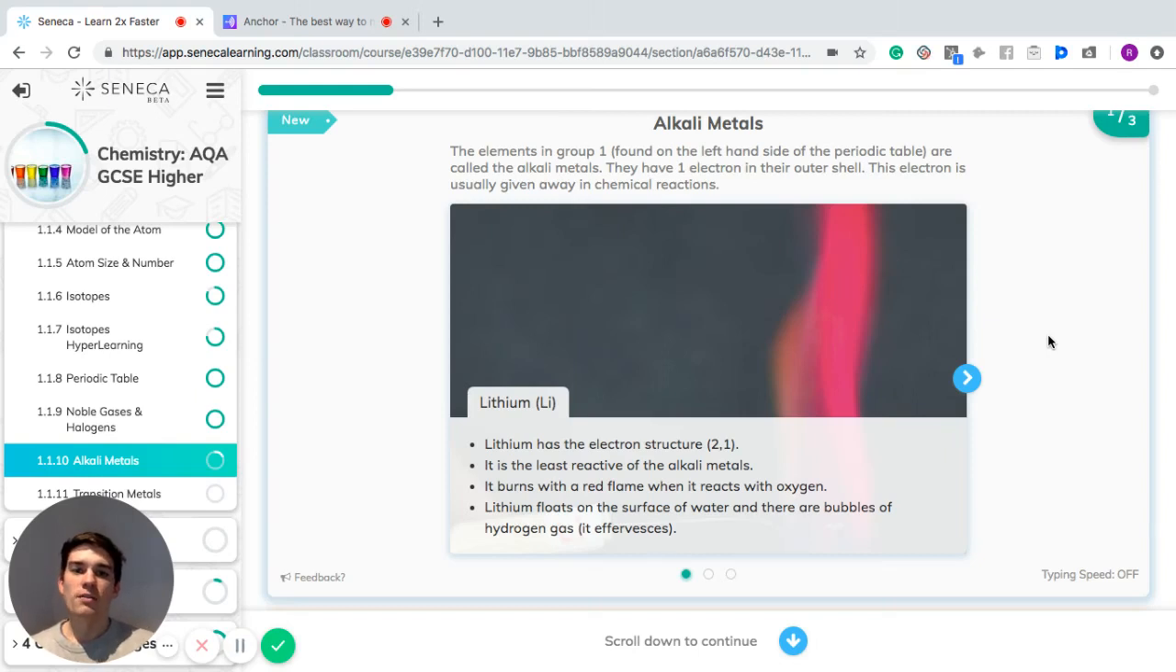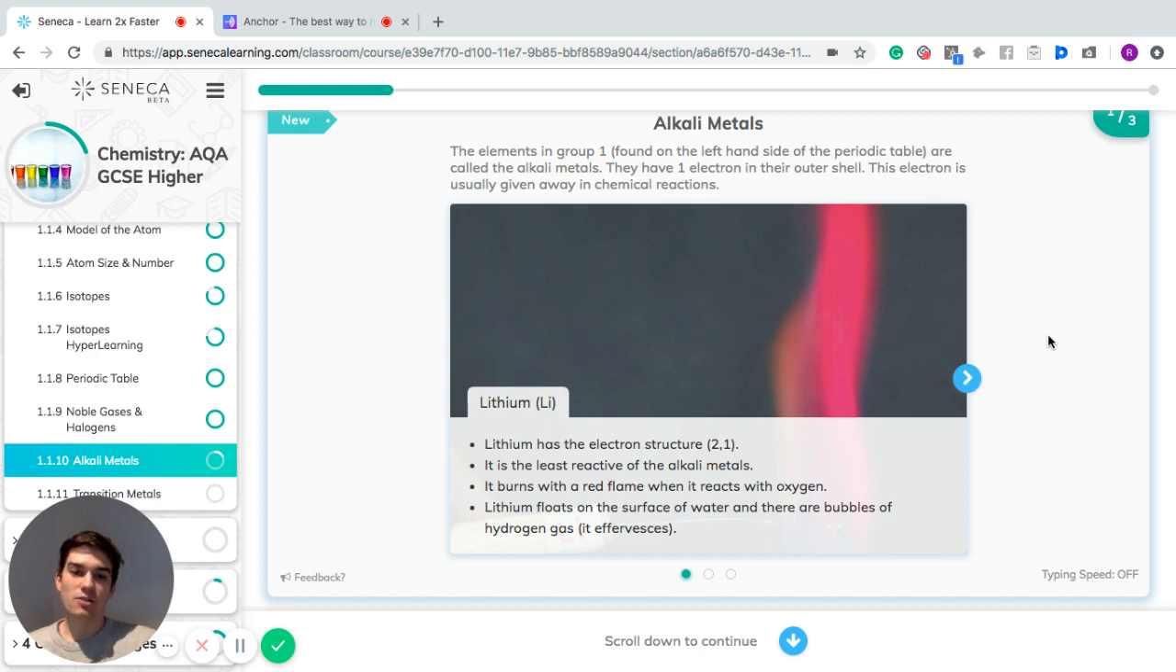The elements in group 1, which is found on the left-hand side of the periodic table, are called alkali metals. They have one electron in their outer shell, and the electron is usually given away in a chemical reaction. So the first alkali metal we're going to look at is lithium.